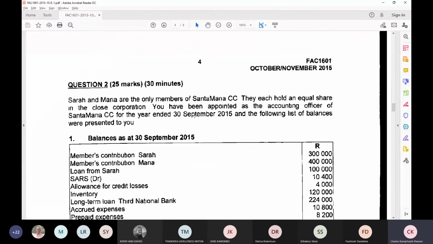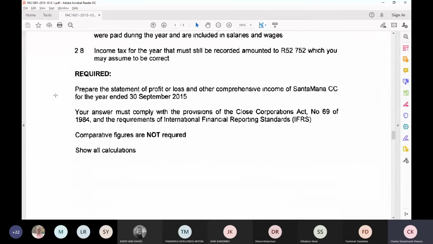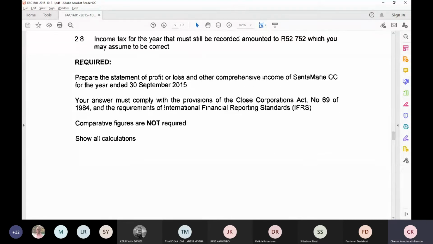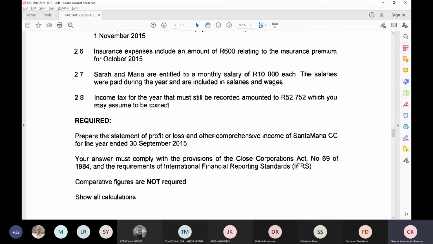Let's go to the next question. Let's go to the required part first. It says, prepare the statement of profit or loss and other comprehensive income of Santa Maria Close Corporation for the year ended 30 September 2015. Your answer must comply with all the provisions of the Close Corporations Act, number 69 of 1984, and the requirements of International Financial Reporting Standards. Comparative figures are not required. So we know we have to prepare a statement of profit or loss and other comprehensive income, and now we know what they want and when they want it.